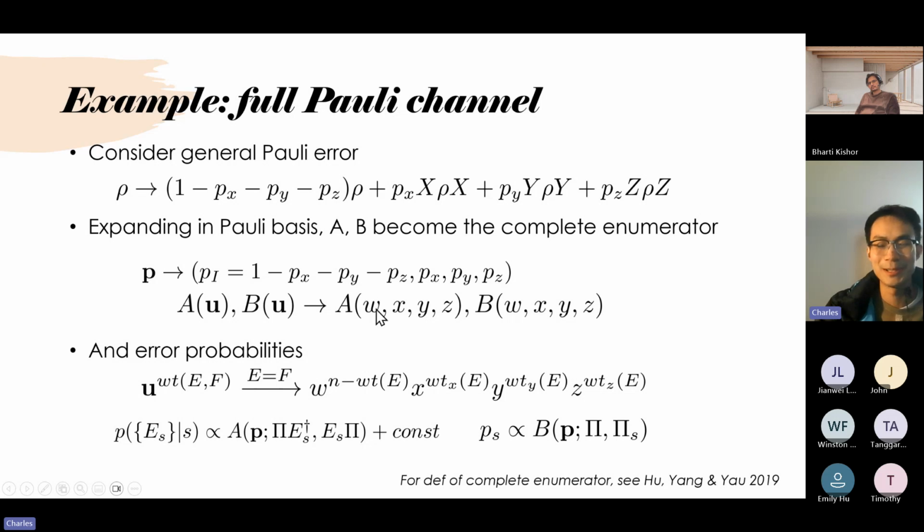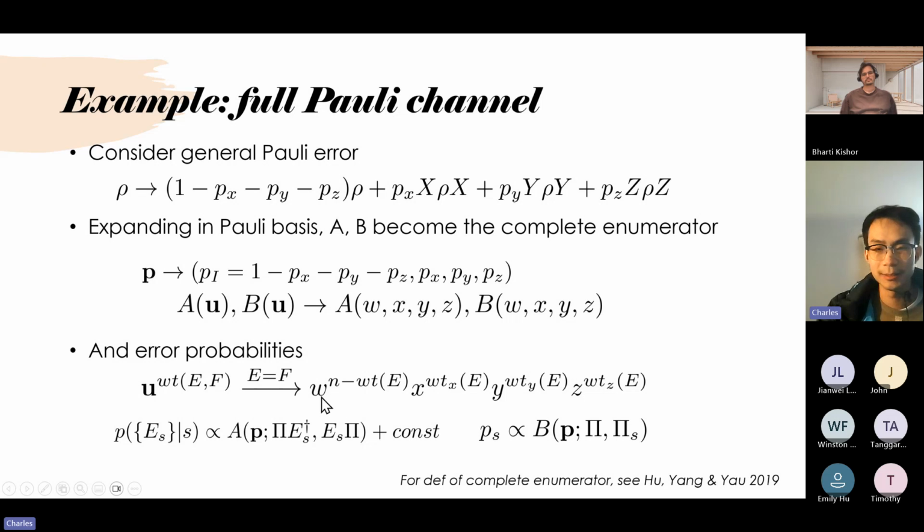So this W, which we mentioned earlier, was useless. But to make things symmetric, let's just keep it. And then there are 3 other variables, x, y, z, that are associated with the Pauli X error, Pauli Y error, and Pauli Z error. So from this kind of structure, we can essentially read off the form of the enumerator polynomials. And then something I didn't talk about is that you can also read off the form of the weight function from the error channel.